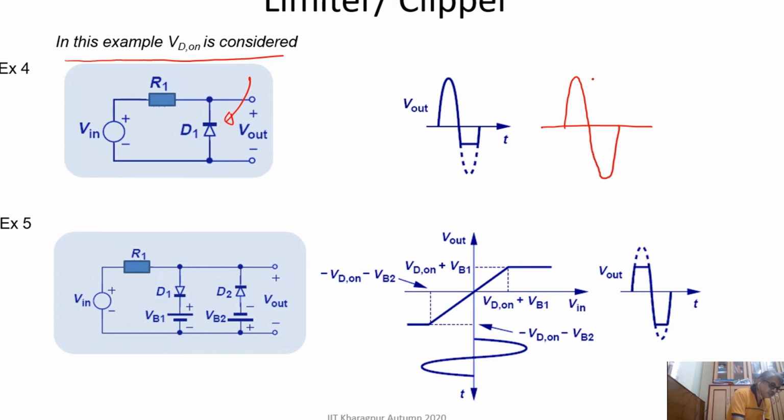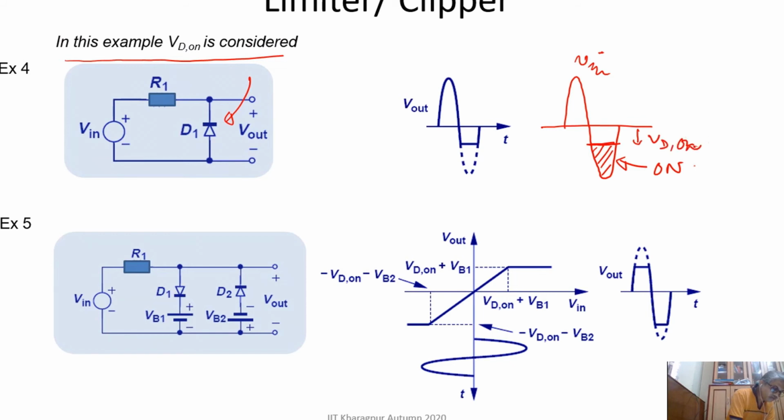So this is my input signal, V in. Now the diode will be on in the negative half, so for this part the diode will be on, but for the rest of the part the diode will be off. So say this is your VD on.